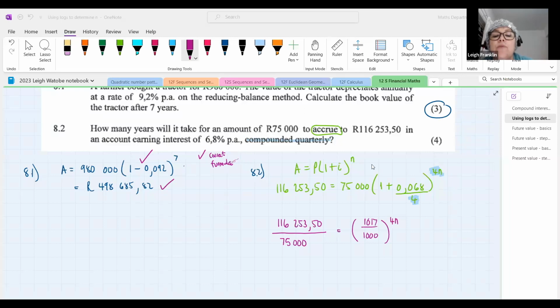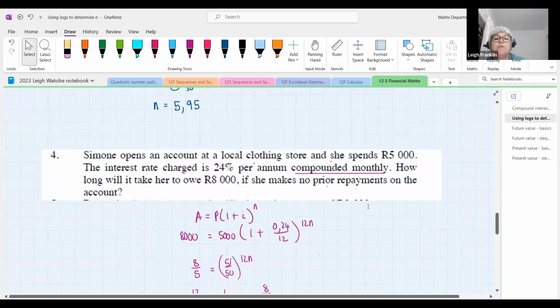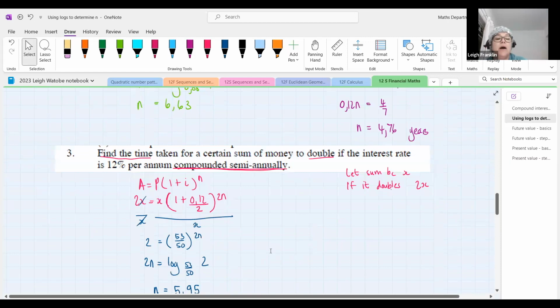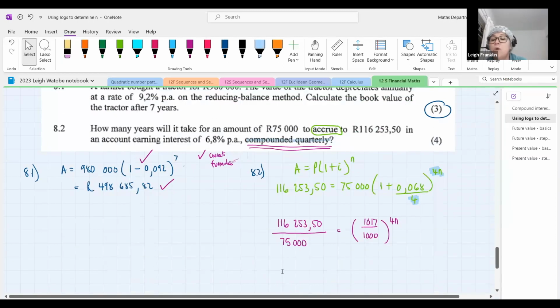Why is it over 4 and not alone? Voyo, because it's compounded quarterly. Okay, so it was like these questions we were talking about over here. Remember this one was compounded monthly, so we divided by 12 and times by 12. This one over here was compounded semi-annually, so we divided by 2 and times by 2. Okay, that's why.